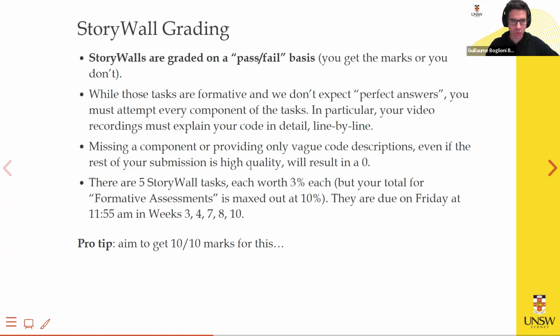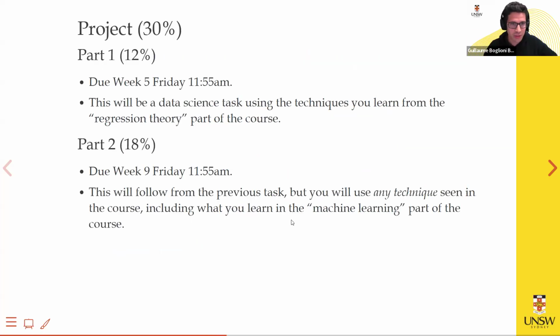Okay, all those story walls, the five that are 3% each, are due in weeks 3, 4, 7, 8, 10. Pro tip: aim to get 10 out of 10 for this component. Because I would say those are not automatic marks, right? You need to do a sensible job to get the mark, but they should be relatively easy marks.